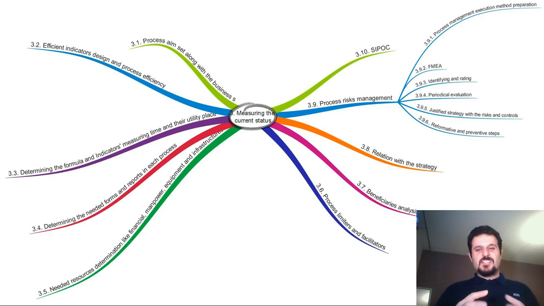You determine the relationship between the process and the output of the process, with other processes, with other people, in or out of the organization, or other processes in the organization.